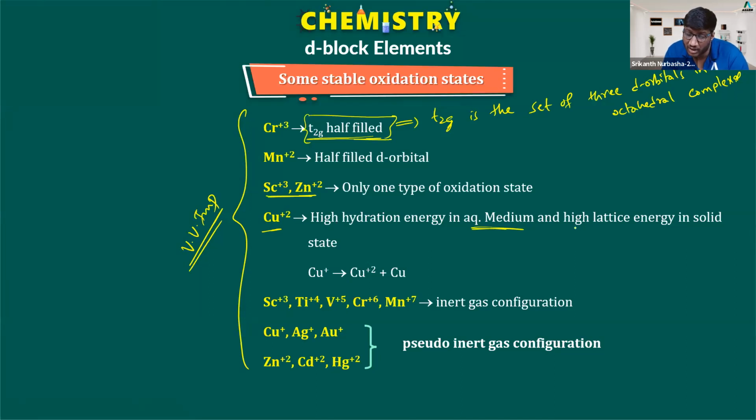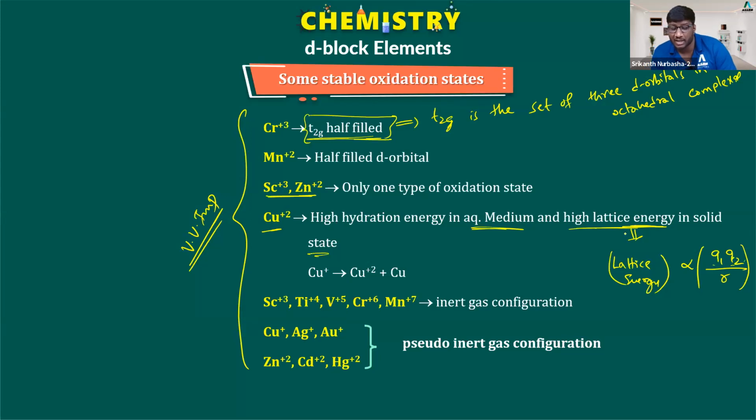And if you consider the solid state, it will have high lattice energy. Again, lattice energy is also directly proportional to Q1 Q2 by R. Yes or no? So the more the charge, the more will be the lattice energy. Cu plus 2 has more charge, so its lattice energy would be high. So Cu plus 2 will be more stable even in the aqueous medium as well as in the solid state. Reasons are high hydration enthalpy in aqueous medium, high lattice energy in the solid state.